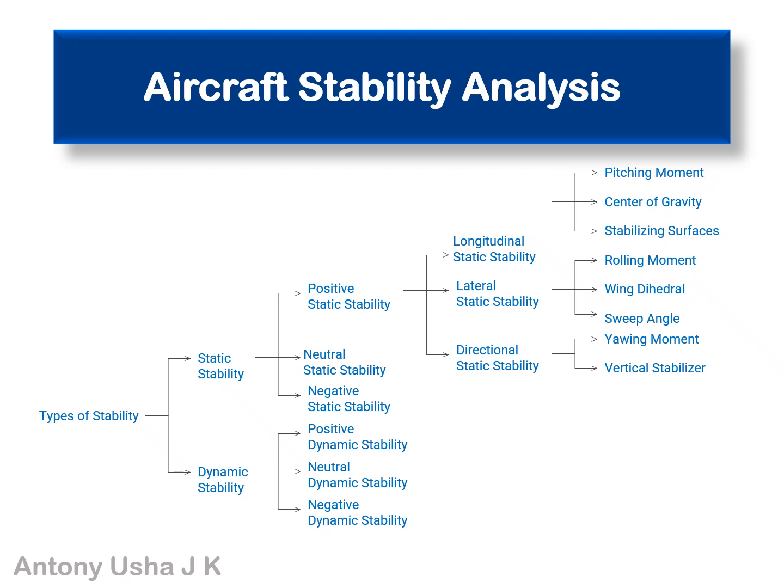In longitudinal, it is based on the pitching moment, center of gravity, and stabilizing surfaces. Lateral is based on the rolling moment, and the wing dihedral and sweep angle which may occur. In directional static stability, based on the z axis, as we know, the yaw moment occurs and it may affect the vertical stabilizing controlling surface. So this is the analyzing method I have done for you to make the stability easier to understand.